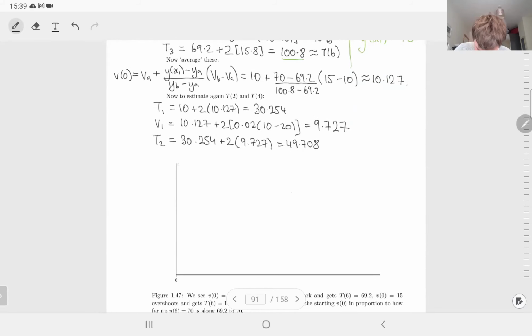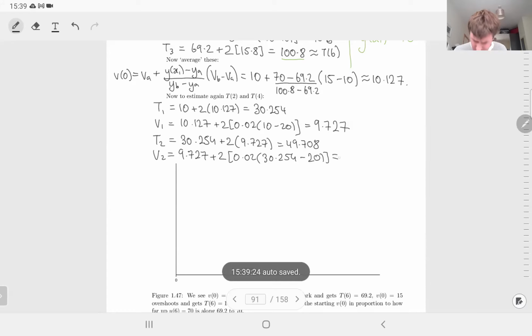So I think the next V value we'll do here, V2 is equal to the previous V value, 9.727, plus step size, 2, times the derivative of V, 0.02 times temperature minus 20, where the previous temperature is T1, 30.254 minus 20, and this is equal to what? 9.727 plus 0.04 times 10.254. So I get some rounding here, 10.137 again. Oh no, that's a different thing. This is a bit of rounding here.